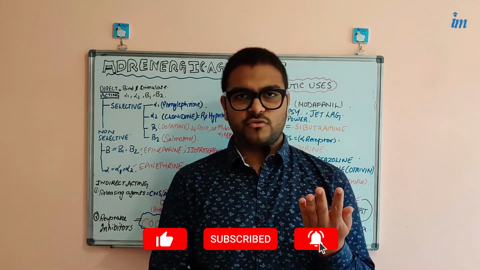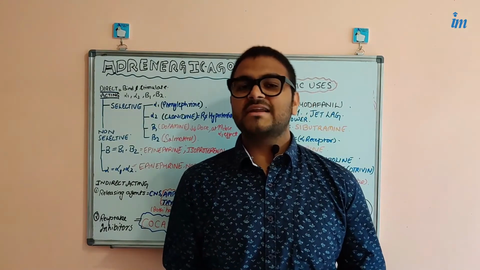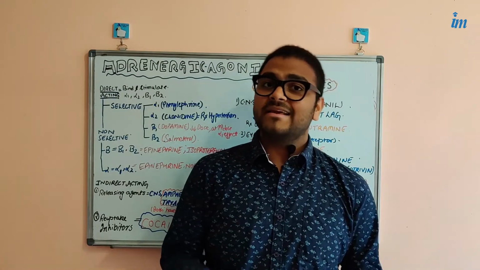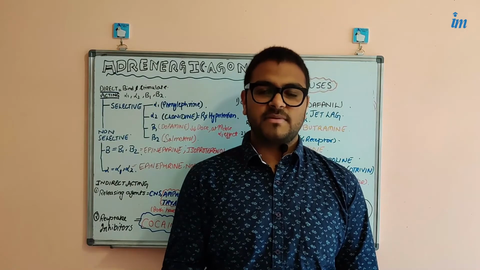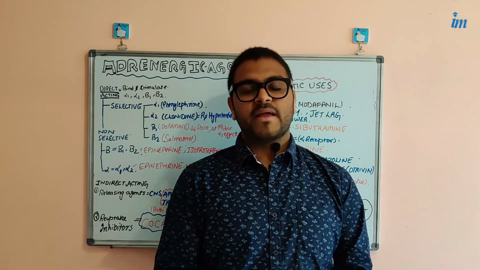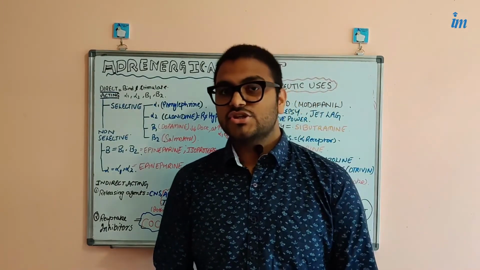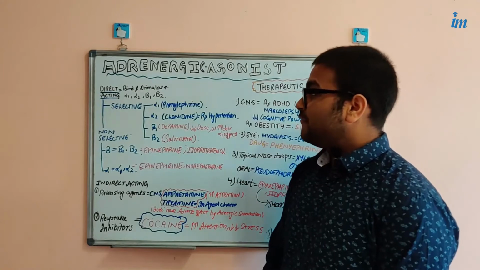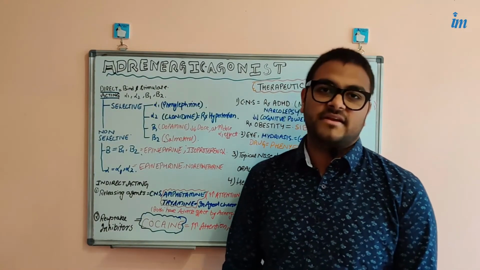We know four types of adrenergic receptors: beta 1, beta 2, alpha 1, alpha 2. So those drugs that can bind to these receptors can produce effects similar to norepinephrine, because norepinephrine is the main neurotransmitter in the sympathetic system that acts on the effector organs. Adrenergic agonists, we have divided them into direct and indirect acting.